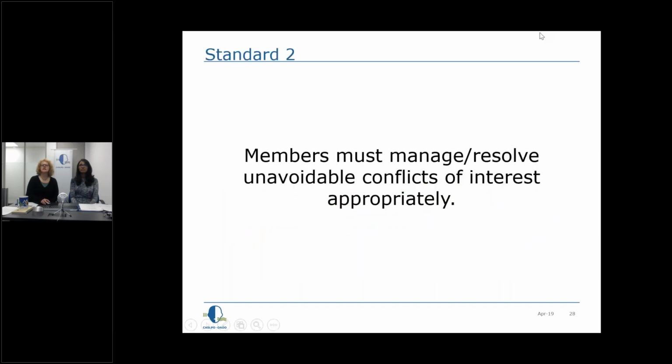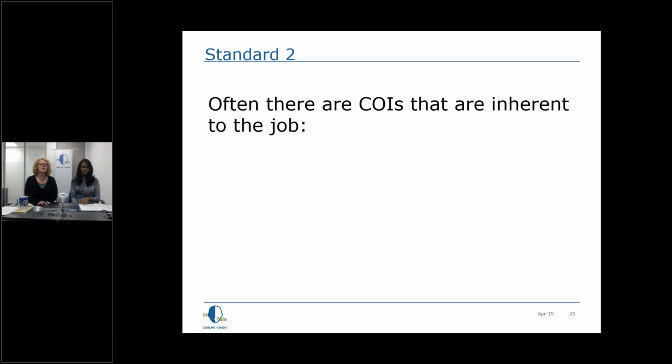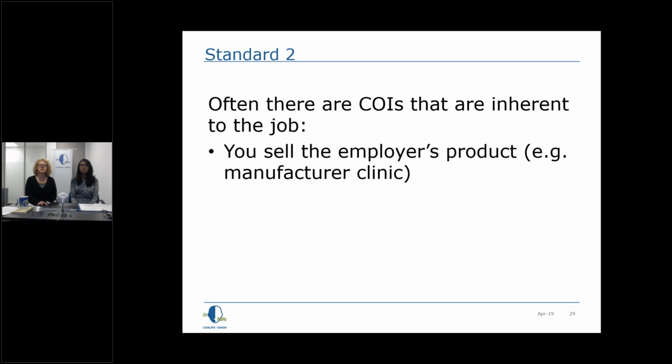All right, let's move on. Let's look at standard 2. So the second standard is members must manage or resolve unavoidable conflicts of interest appropriately. We recognize, as I'm sure you do, often there are conflicts of interest that are inherent to the job. In fact, being paid to do your job is an inherent conflict. You could make the argument that you want to have enough patients so that you continue to be employed. So we all have to deal with a certain amount of conflict of interest.